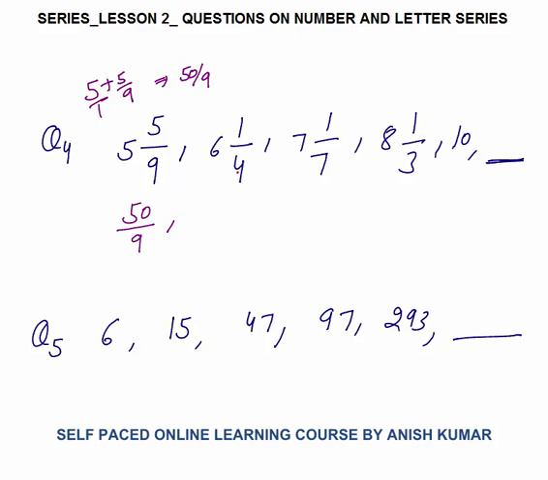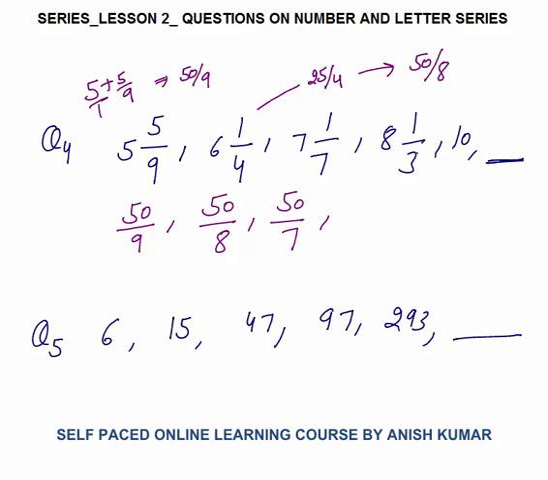What is this 6 1 by 4? This is 6 into 4, 24 plus 1, 25 by 4. Now 25 by 4, I can write it as 50 by 8. Same thing, multiply both numerator and denominator by 2. Why I have done this? Because that will make the pattern. This is 7 into 7, 49 plus 1, 50 by 7. Now you can see the pattern. Numerator is same, denominator is decreasing by 1.